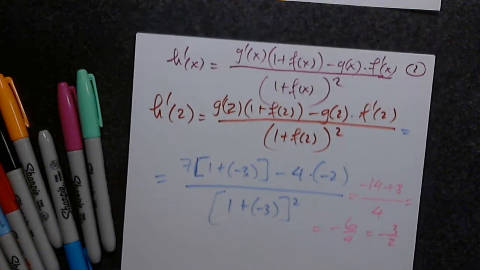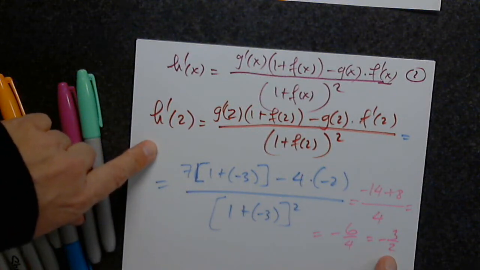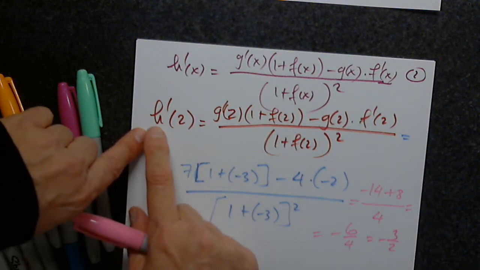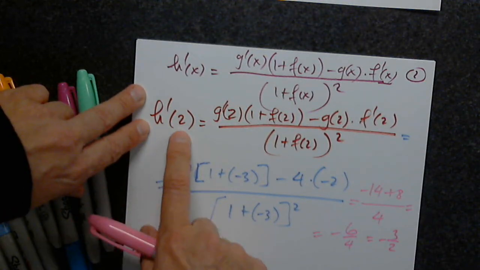So what is this? One more time. Can anyone tell us what this represents? It's h prime of 2, negative 3/2. What does it mean? It's the slope of the tangent line to the graph of h, where x is 2, is negative 3/2. Is that clear? Yes. So negative 3/2 is the slope of the tangent line to the graph of h of x when x is 2.